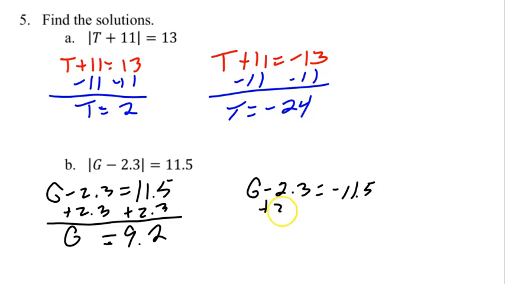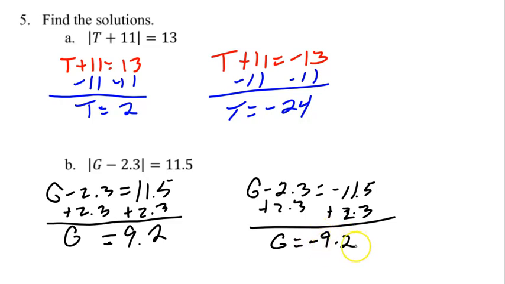I would add 2.3 to both sides. And g is going to equal, since the signs are different, I would just subtract them. So this would give us a negative 9.2.